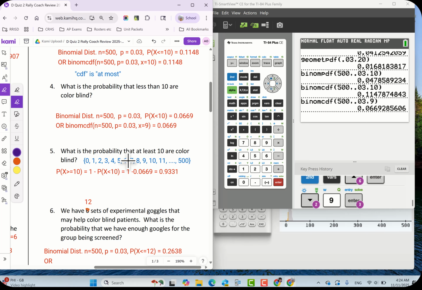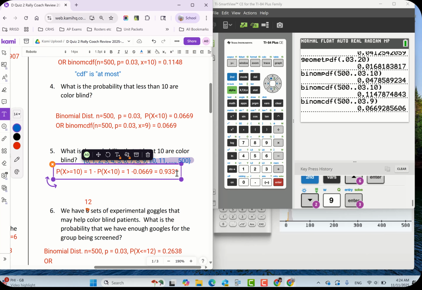I'm going to color it purple because we're the raters. We want 10 and higher, right? So that means we don't want 9 and lower. If you're using a TI, you can basically say, this is acceptable work. Especially since you already calculated it, you could just say equals 1 minus binomCDF, n equals 500, p equals 0.03, and x equals 9. All right, and that will give you the same answer.